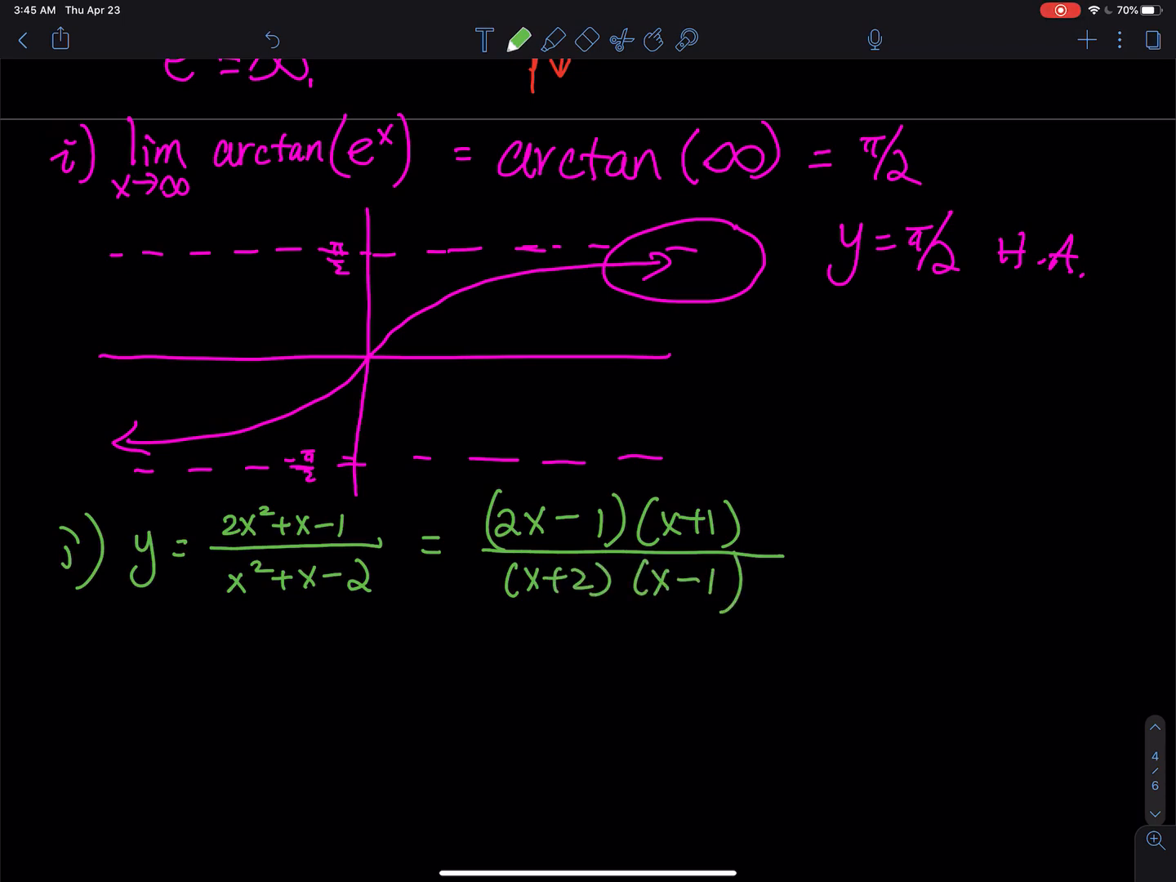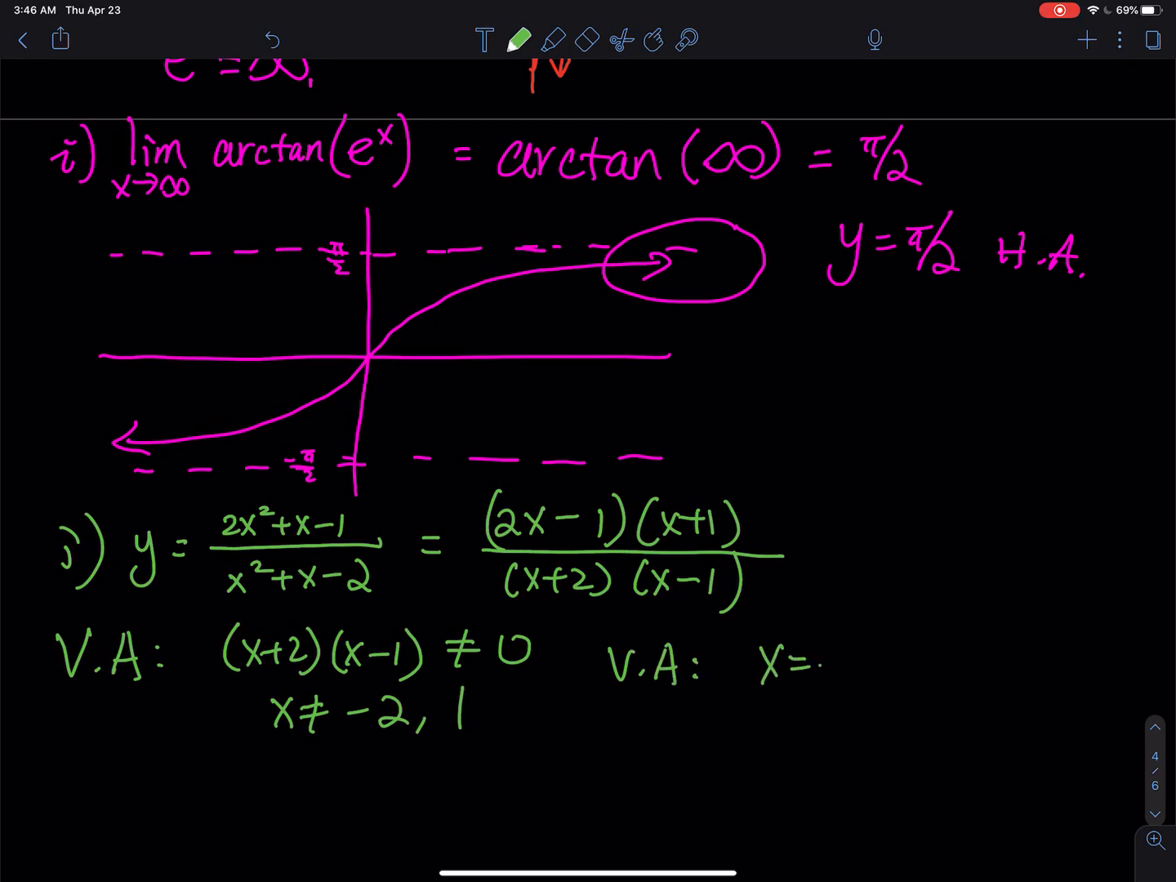and then this is x plus 2 divided by x minus 1. Okay, for the vertical asymptote, read this to yourself. Denominator cannot be equal to 0. Again, denominator cannot be equal to 0. So you have x plus 2 times x minus 1 cannot be equal to 0. So x cannot be equal to negative 2 and 1 because when x equals either one of these, the function is undefined. So there are two vertical asymptotes. They are x equals negative 2 and x equals 1.